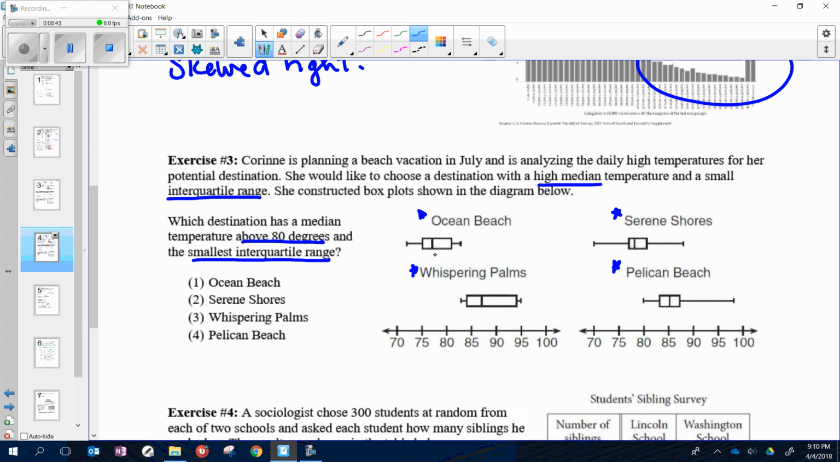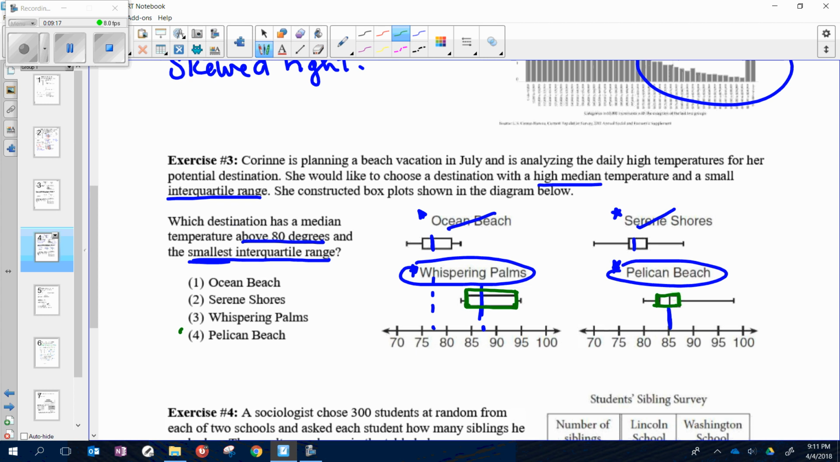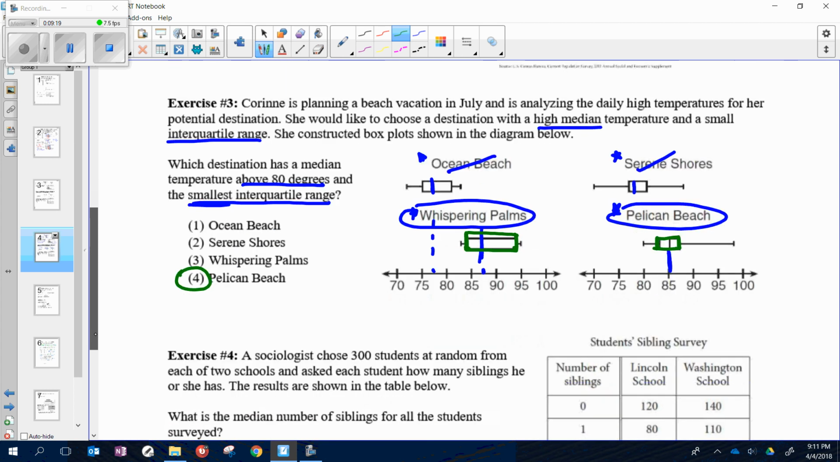Median temperature above 80. I'm looking at these middle numbers here. Nope, not Ocean Beach. So it could be Whispering Palms. That median falls above 80. Serene Shores. Nope, not Serene Shores. Could be Pelican Beach, falls above 80. But which of those has the smallest interquartile range? Well, interquartile range is from the end of the box to the end of the box, beginning to end. This is definitely more of an interquartile range than Pelican Beach. So the smallest one would be Pelican Beach.